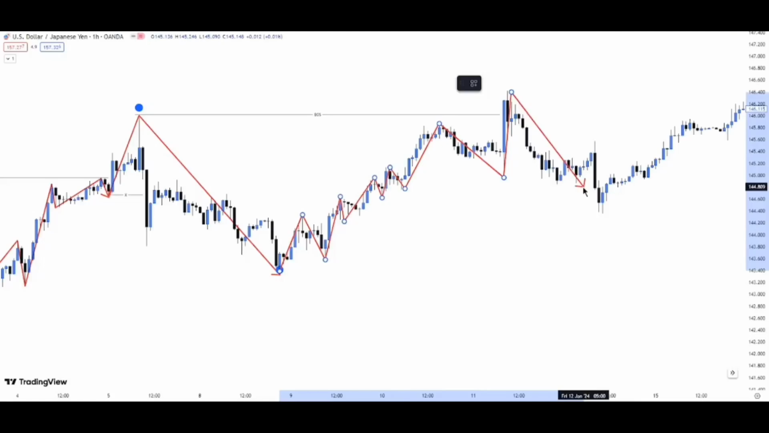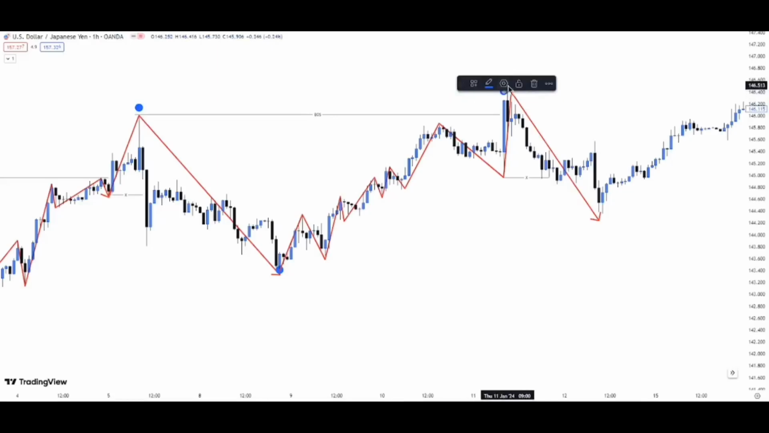Where is your last pullback before this high? This is your last pullback here, guys. This is your last pullback. So that's your inducement there. And then let's see. Let's mark that inducement first of all. This is your inducement in the market here. Simple.